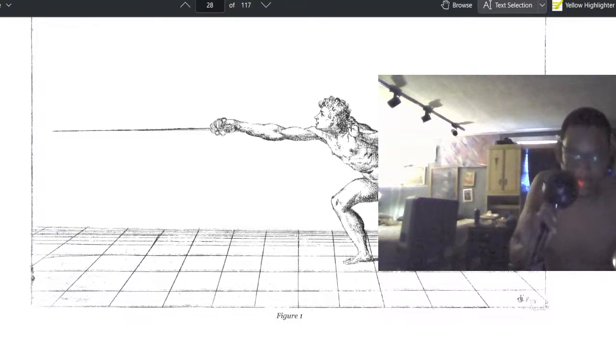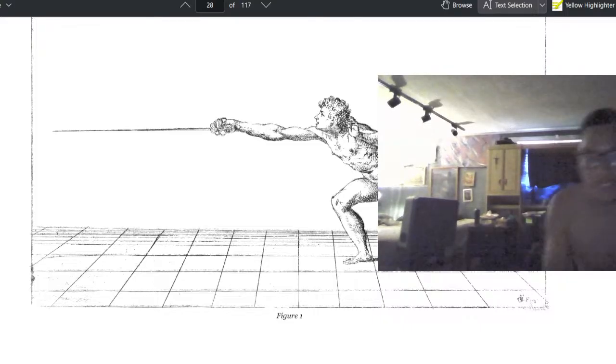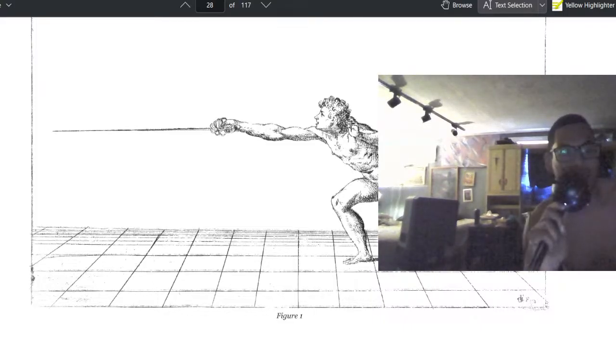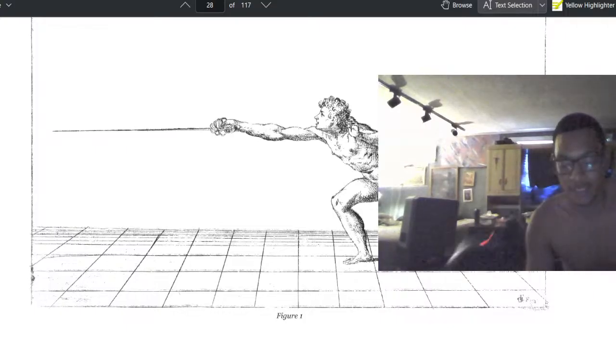That's how I'm seeing how it's done. It's like a stomp. It's like the opposite of boxing. Not really, actually.